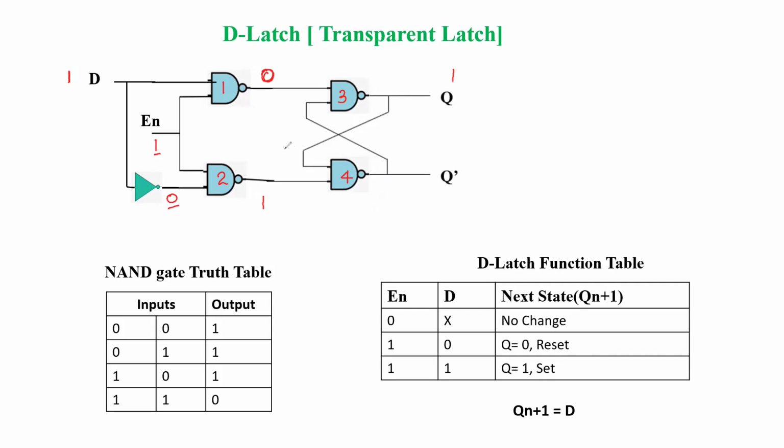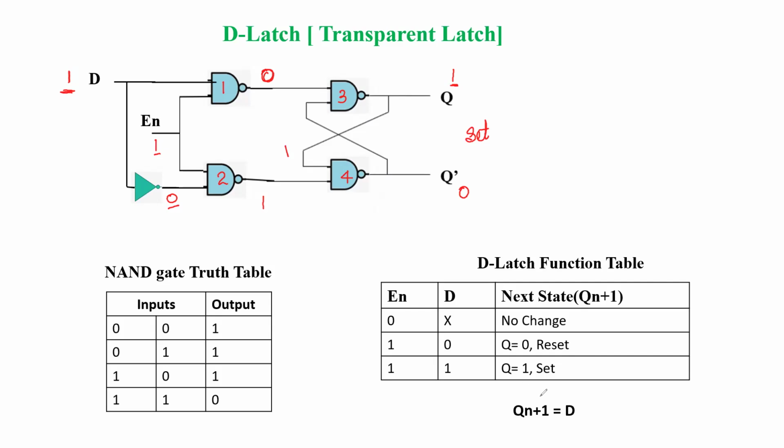Now this 1 is given back here as input to the NAND gate 4. So 1, 1, both inputs are 1 here. So NAND gate output is 0. So here we are getting Q dash as 0 and Q as 1. So this is the condition of set. Now the latch or device is in the set state. And again, you can verify that D was 1 here and output Q is also 1 here. So that's why D latch is called as the transparent latch.